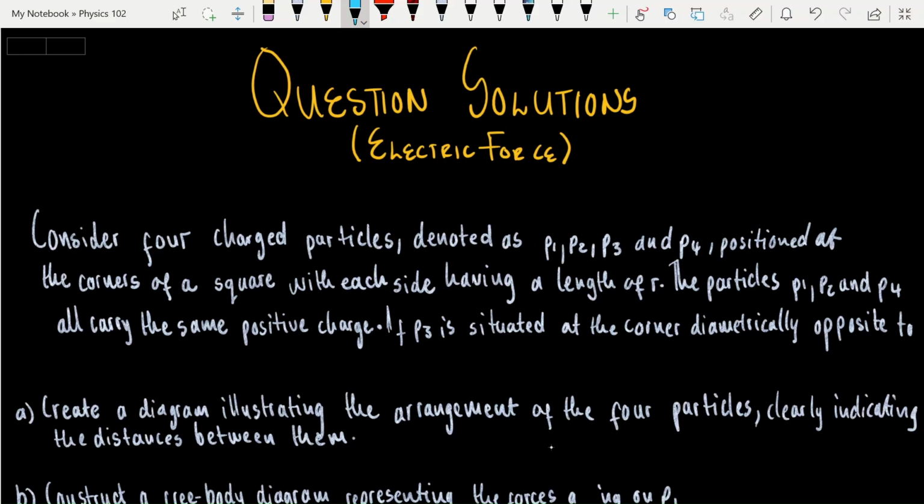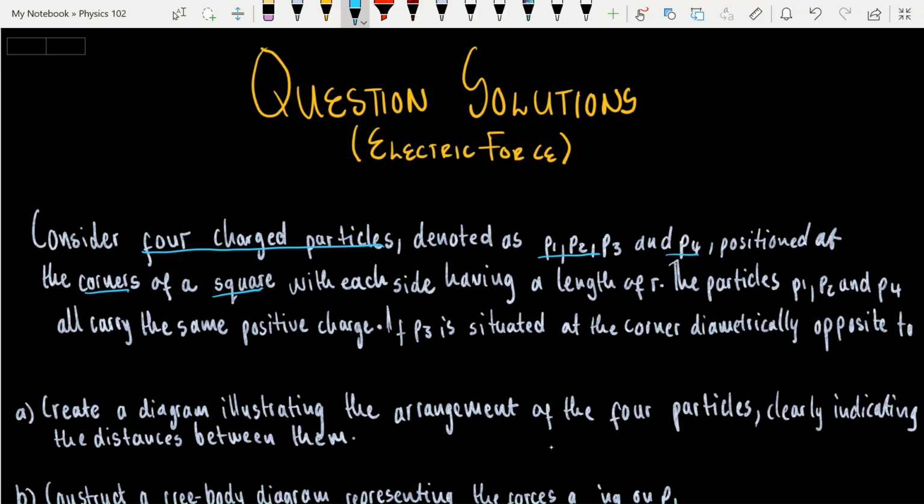So here they're saying consider four charged particles. So point number one, we have four charged particles, okay? Denoted as P1, P2, P3, and P4. So we have P1 to P4. That's the names of these particles. And they are positioned at the corners of a square.